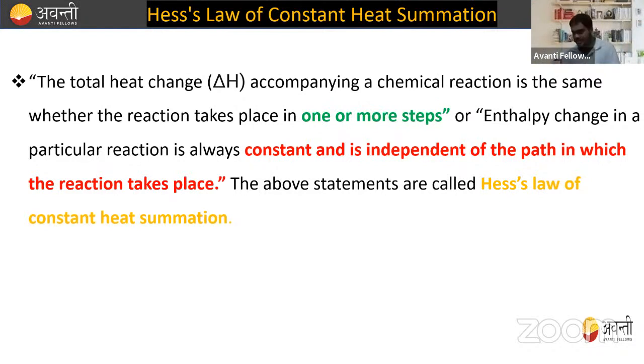What is Hess law of constant heat summation? Can anyone, like, how will you define this? Basically, the total heat change accompanying a chemical reaction is the same, whether the reaction takes place in one or more steps, right? The enthalpy change in a particular reaction is always constant and is independent of the path in which the reaction takes place, right? So this is always the same, whether the reaction takes place in one step or multiple steps.